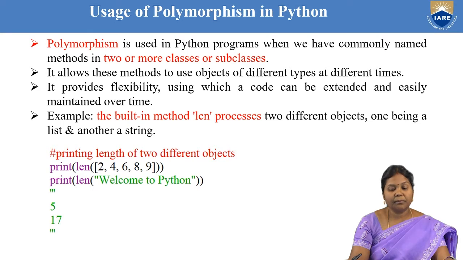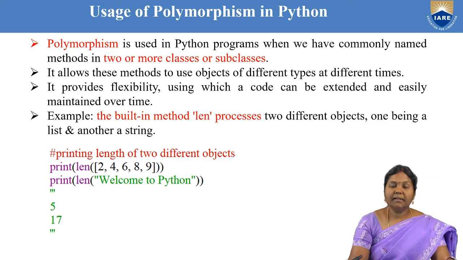Polymorphism is used in Python programs when we have commonly named methods in two or more classes or subclasses. It allows these methods to use objects of different types at different times. So polymorphism provides flexibility. That means the same method used in different classes behaves differently for different objects. So it provides the flexibility using which code can be extended and easily maintained over time.